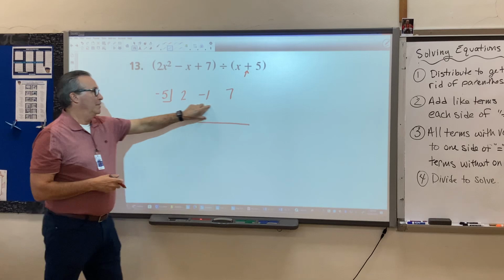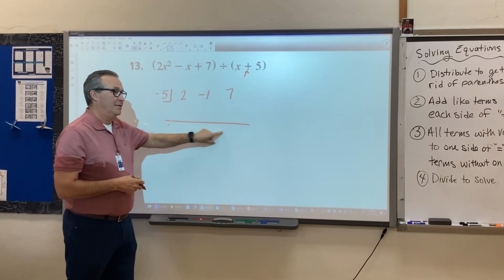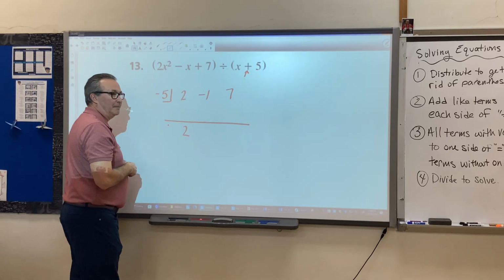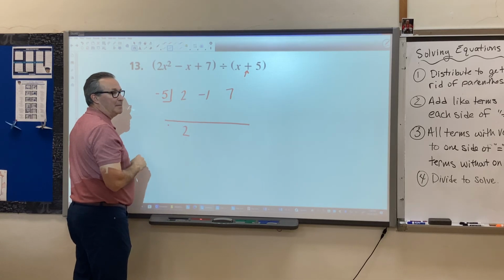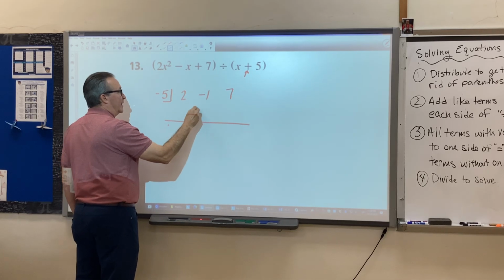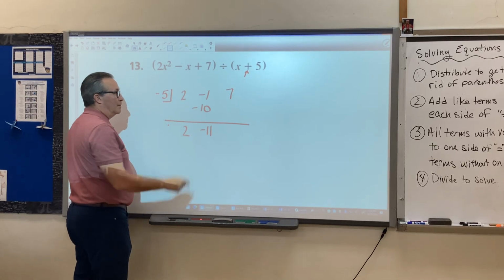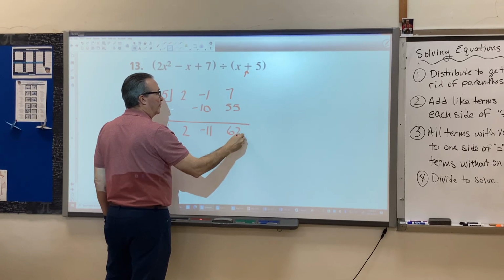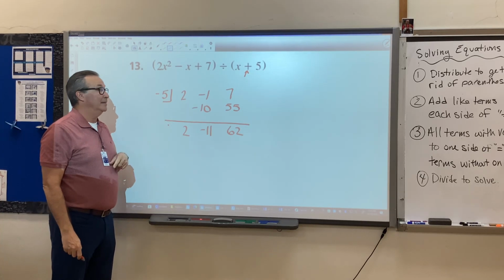So we're going to have row numbers here, and row numbers here. And this is going to be the answer. This 2 always drops all the way down. And then whatever number's down here, you multiply up here and put it in the next spot. So 2 times -5 is -10. And you add these. Multiply, put it in the next spot. And add these. And this is the answer. All we have to do is apply x's to it.